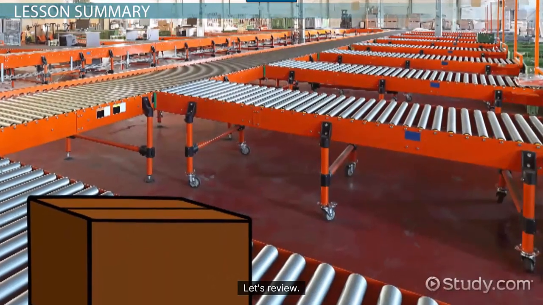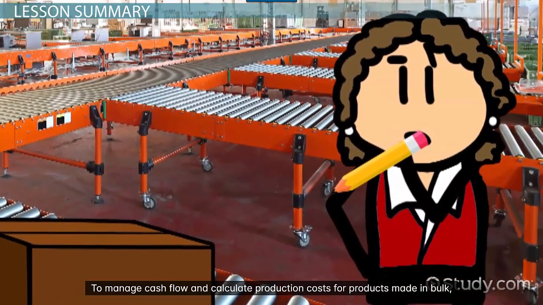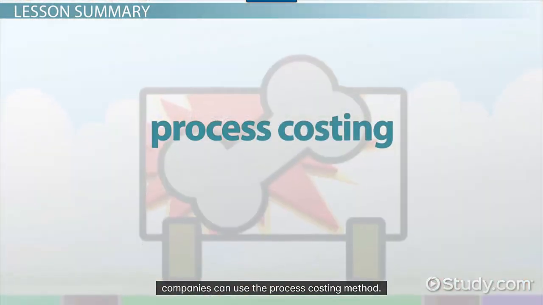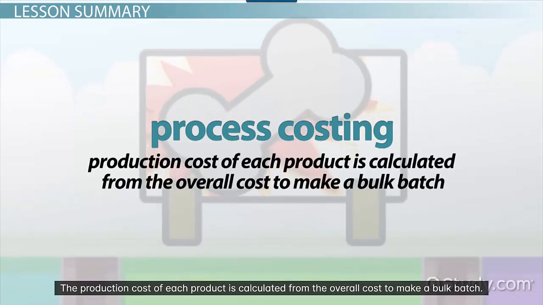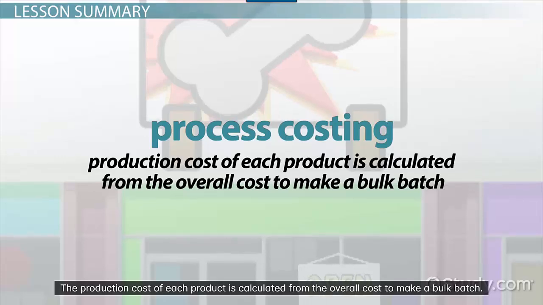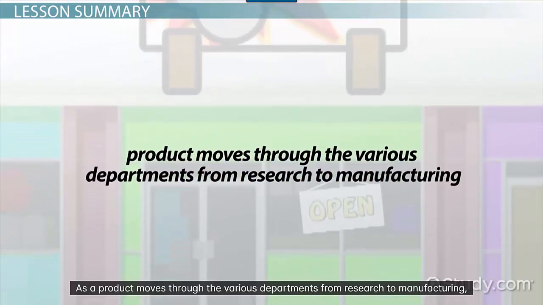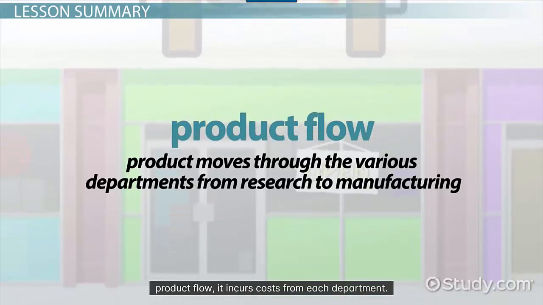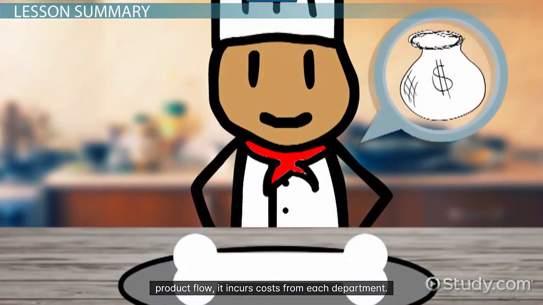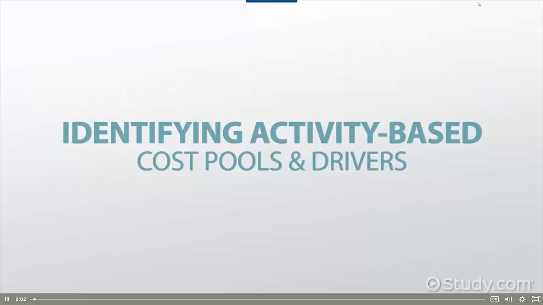Let's review. To manage cash flow and calculate production costs for products made in bulk, companies can use the process costing method. The production cost of each product is calculated from the overall cost to make a bulk batch. As a product moves through the various departments from research to manufacturing, product flow, it incurs costs from each department. To calculate the production cost, add the cost from each department and then divide by the number of units made in the batch.